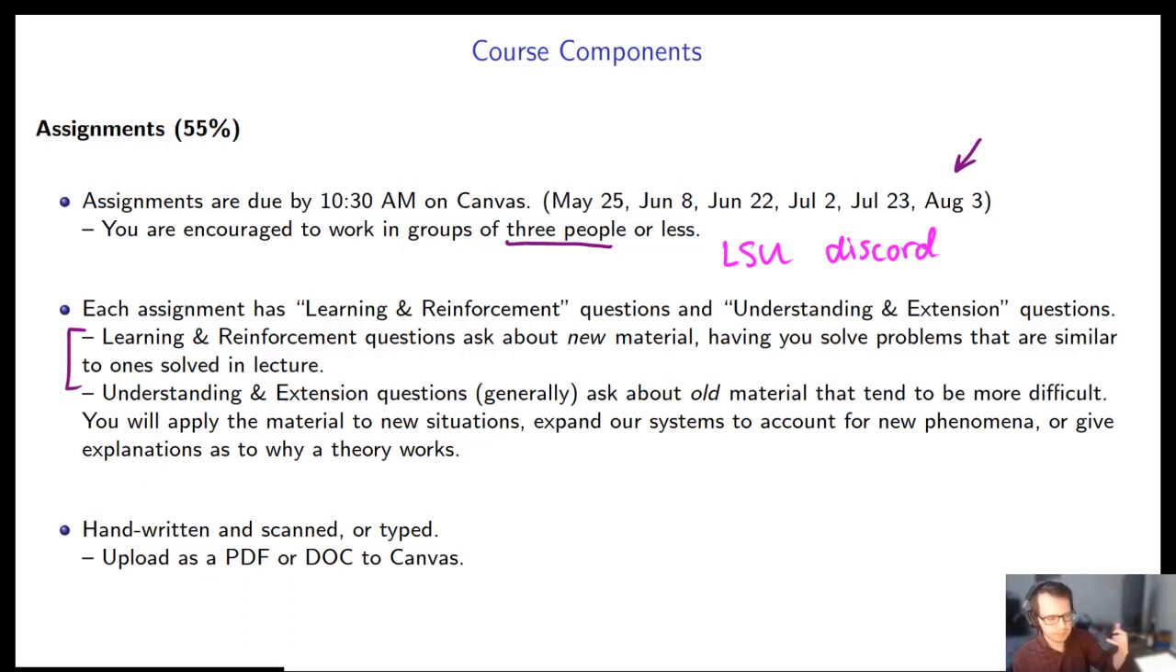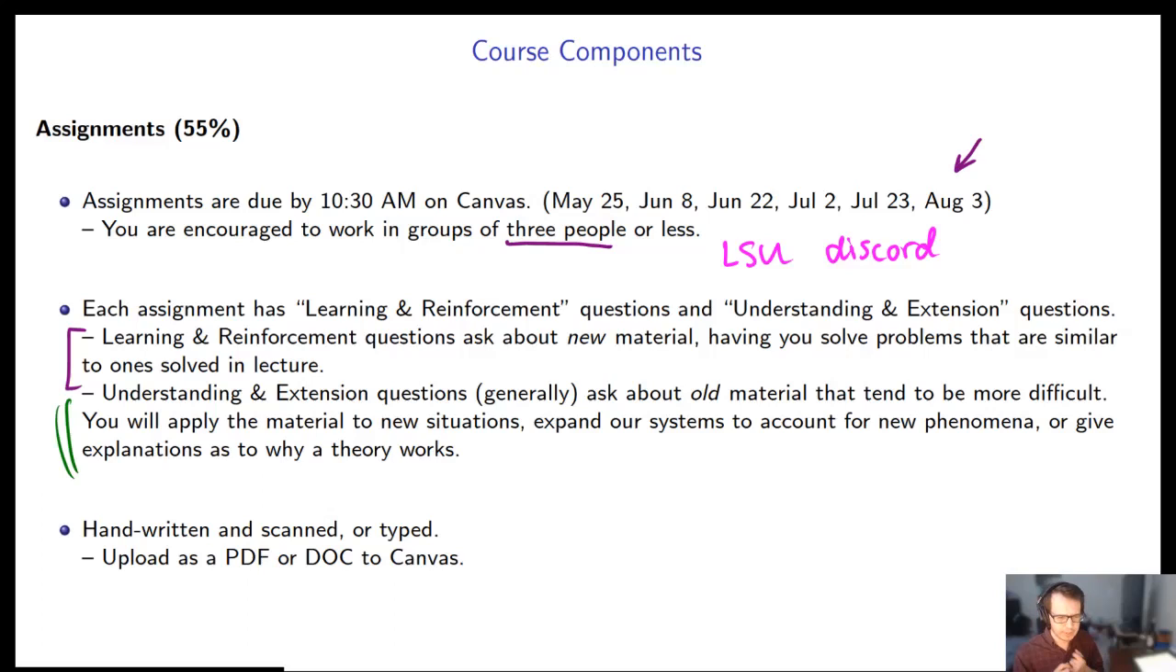Then in the following assignment, you get these things called understanding and extension questions. And these are questions about older material. These are things that you've already tried out, you've already been marked on, you've already made mistakes and recovered and learned from. And you're applying the material to newer situations, more broad situations.